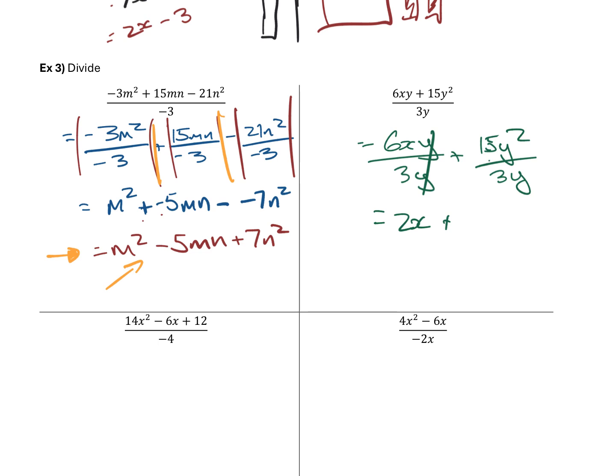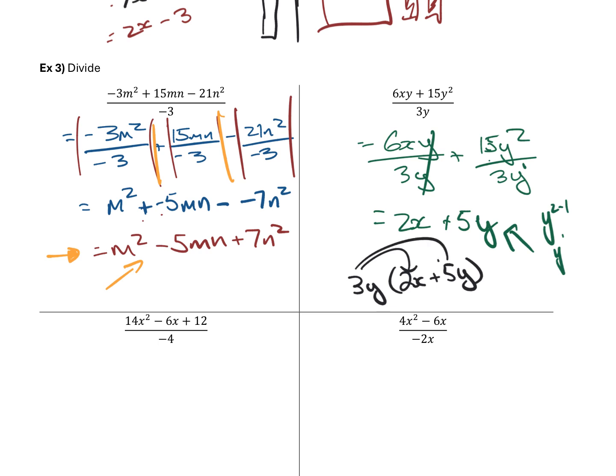And then I have 15y squared divided by 3y, so I'm left with 5y. 15 divided by 3 is 5. Y squared divided by y is y to the 2 minus 1, remember that is an exponent, so I get y to the power of 1. That's how I get there. You might say, well, Mr. McKenzie, how do I double check my answer? Well, go back, use your divisor, and multiply it by the 2x plus 5y, your quotient. So 3y times 2x and 3y times 5y, I get 6xy plus 15y squared. Yes, I did it right.